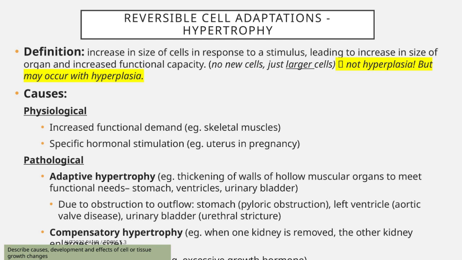Hypertrophy involves an increase in cell size, enhancing organ size and function without new cell formation. Physiological causes include increased demand, like in skeletal muscles, or hormonal changes, such as during pregnancy. Pathological causes involve adaptive responses, like thickening of organ walls, or compensatory growth, such as kidney enlargement after removal of the other.